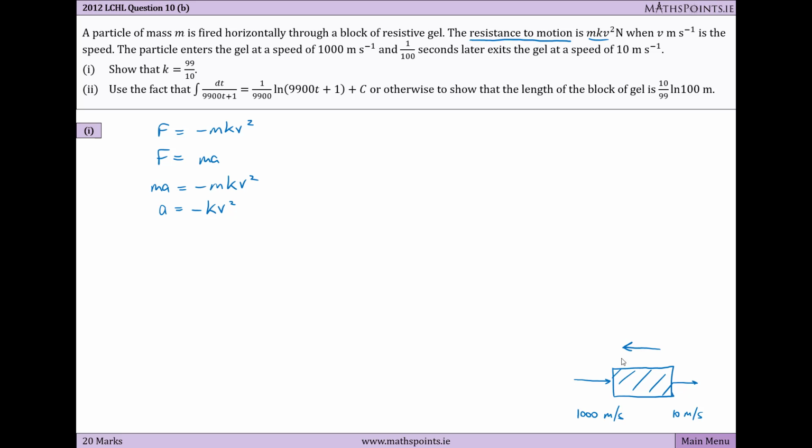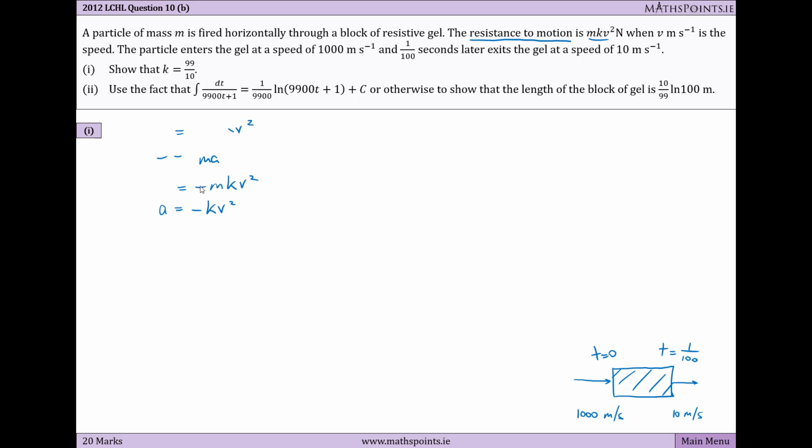We're told that the time taken to pass through the block is 1 over 100 seconds. So what we can do is say that the time entering the block was 0 and the time exiting the block is 1 over 100. We can now use these times and their corresponding velocities to calculate the value of k, which is what they ask us to do in the first part of the question.